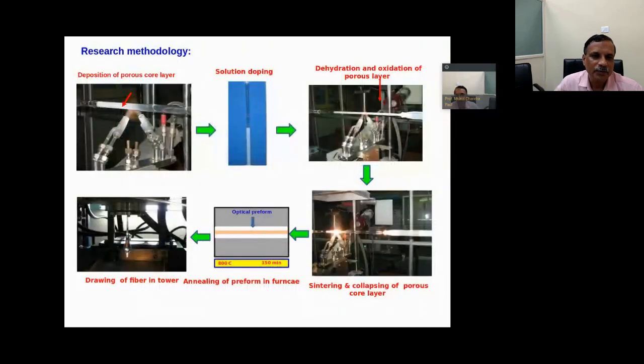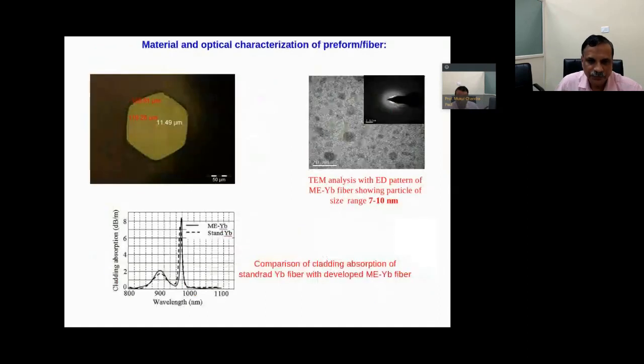This is basically the general procedure of how we proceed. This is the solution doping process: along with MCVD, we deposit the phosphorus germanium silica layer, then we do solution doping, then dehydration and oxidation, then we collapse the preform, and after fabrication of the preform, we go to annealing. The annealing process is very important for generation of nanocrystals within the core of the fiber. And these nanocrystals prevent the formation of ytterbium 2 ion, from the viewpoint of reducing the photodarkening effect.